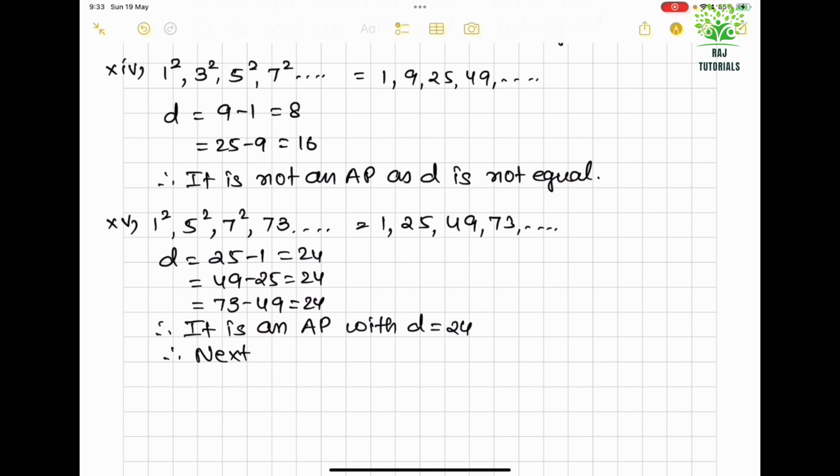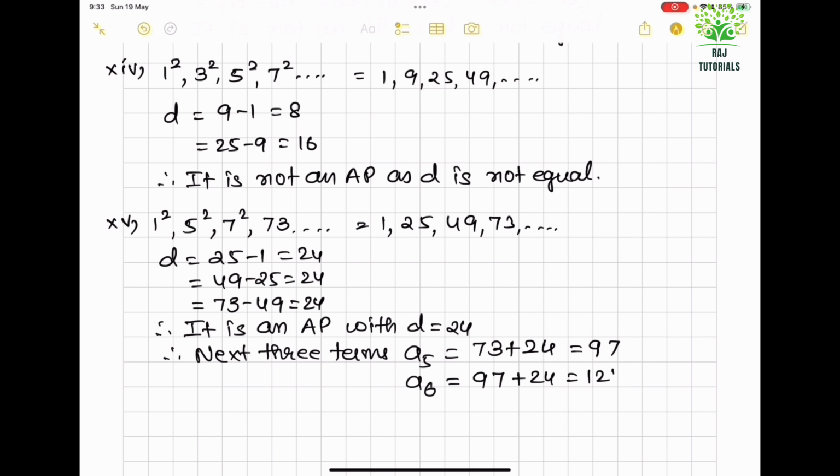Therefore, the next three terms: a5 will be 73 plus 24, 97. a6 will be 97 plus 24, so 121. And a7 is 121 plus 24, so 145.